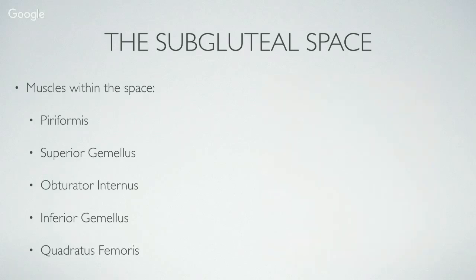So, muscles within this space. Superiorly, it starts with the piriformis, superior gemellus, obturator internus, and inferior gemellus. Most inferiorly is the quadratus femoris. These muscles all pretty much primarily act as external rotators at the hip joint.